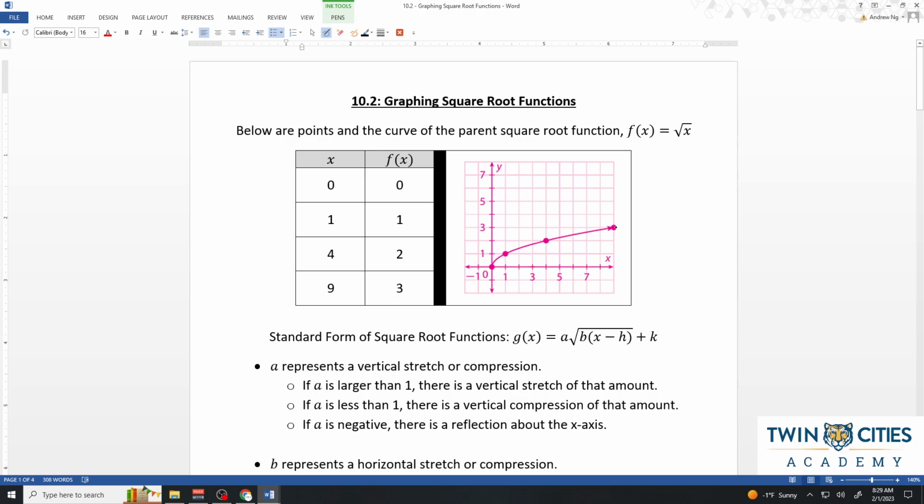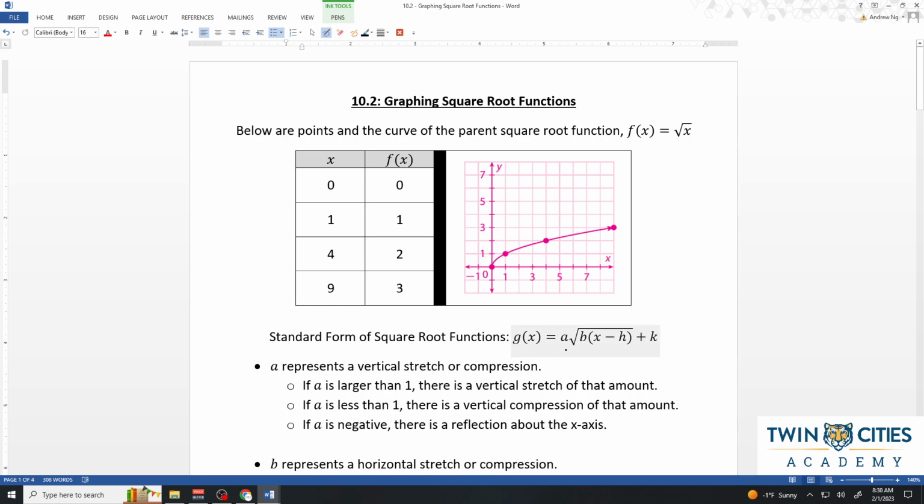And that's because if I take the square root of 0, I get 0. If I take the square root of 1, I get 1. If I take the square root of 4, I'll get 2. And the square root of 9 is 3. And then I make a smooth curve all the way through these points and continuing on. Now the standard form of a square root function is the following.